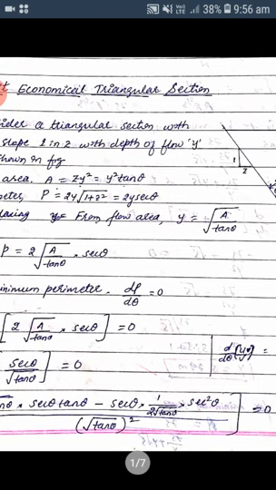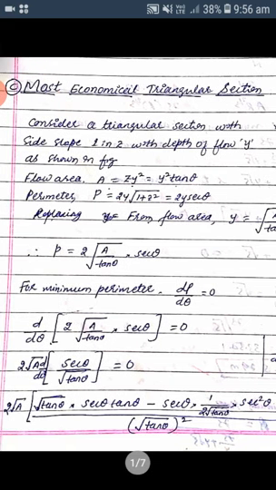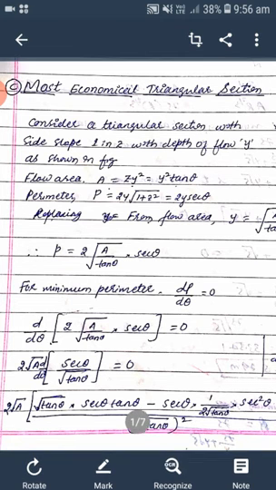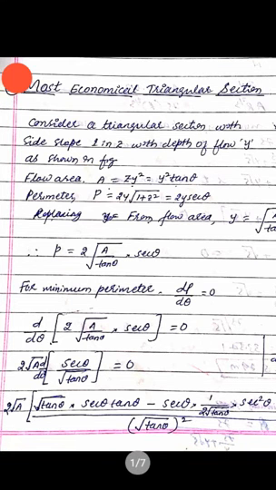Then from the flow area, just take y equal to root over A by tan theta. Then substitute in the perimeter equation. This becomes like this. Then as we know, if the channel is to be most efficient, the perimeter should be minimum. Wetted perimeter should be minimum. For minimum perimeter, dP by d theta equal to 0.